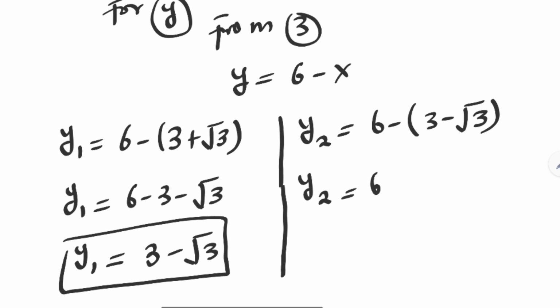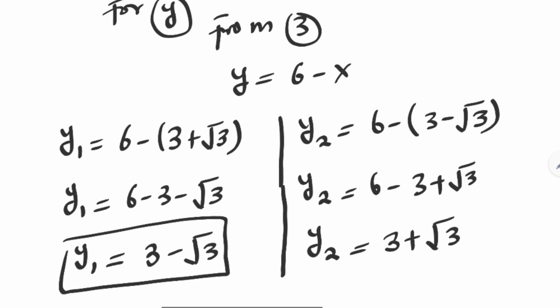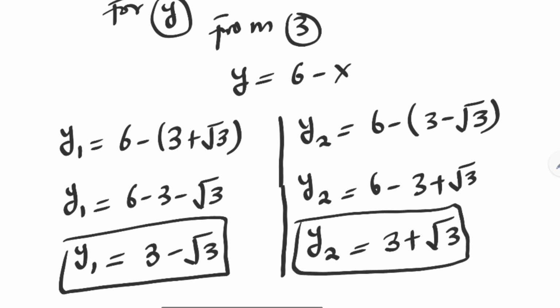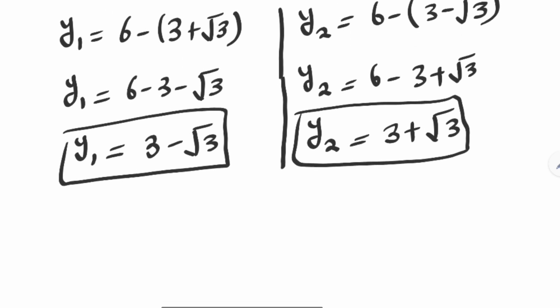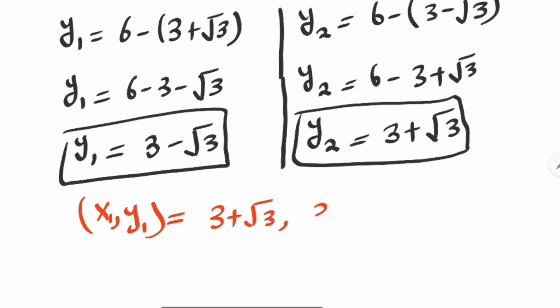y2 is equal to 6 minus 3 plus root 3. y2 is equal to 6 minus 3, this is 3 plus root 3. This is the value of y2. Therefore, our final answers are x1, y1 is equal to 3 plus root 3, 3 minus root 3.